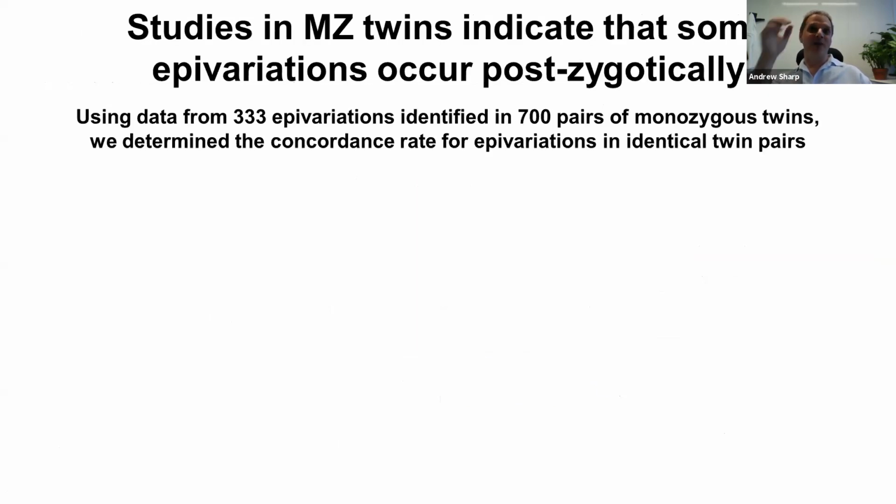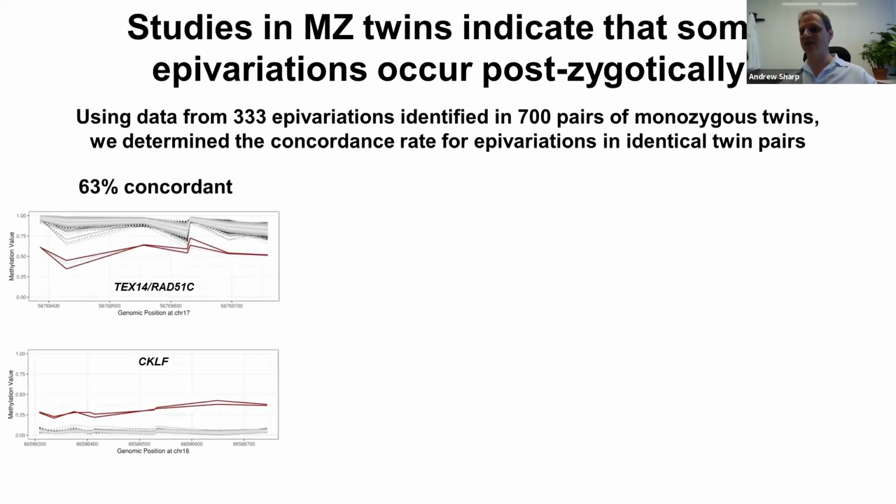Now, we then harnessed one of the other aspects of our cohort, which is the fact that we had monozygous twins. So we had 700 pairs of MZ twins. Because MZ twins are derived from a single progenitor embryo that then splits, you would expect that they have the same genetic sequence. And we basically looked at concordance in these twins.